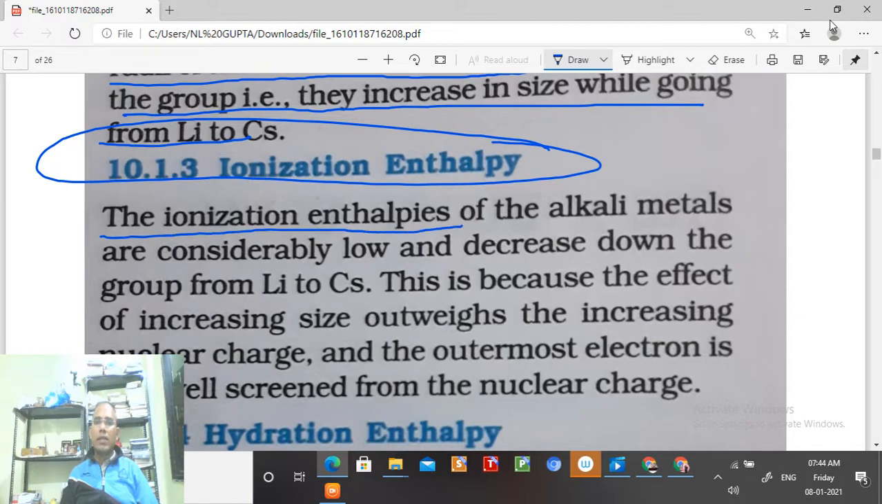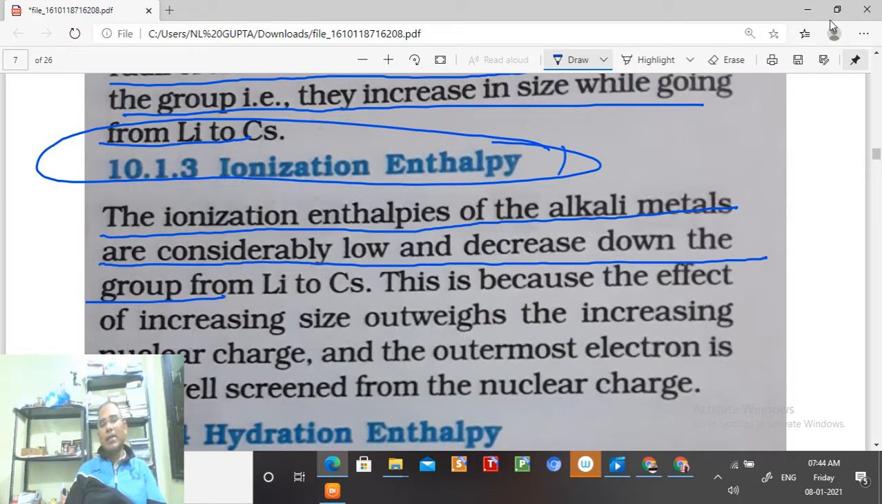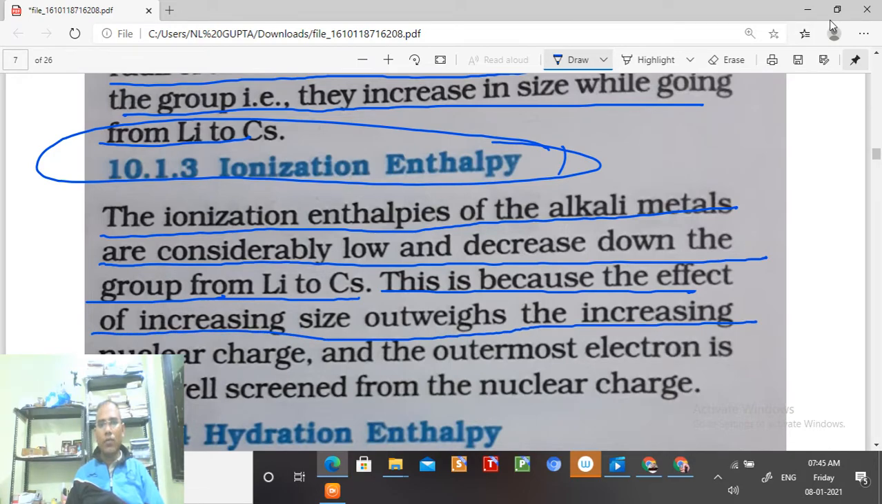The ionization enthalpy of the alkali metals is considerably low and decreases down the group. Okay, why is it low, student? Because they have a loosely bonded last electron. One electron is more than the octet. That is why less energy is required to remove the electron. So ionization enthalpy decreases from lithium to cesium. This is because the effect of increasing size outweighs the increasing nuclear charge, and the outermost electron is very well screened from the nuclear charge.